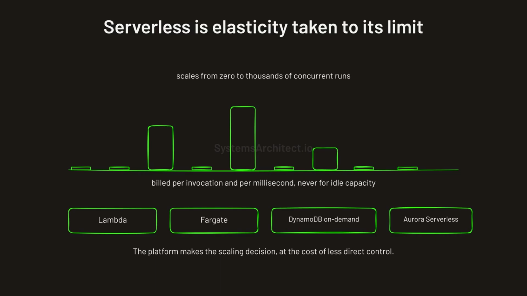DynamoDB's on-demand mode scales read and write throughput automatically as traffic changes. Aurora Serverless does the equivalent for a relational database. It adjusts capacity units to match the query load. Each of these hands the scaling decision to the platform. That costs you less direct control over when it happens. For workloads with genuinely unpredictable or spiky demand, that trade-off is usually worth taking.